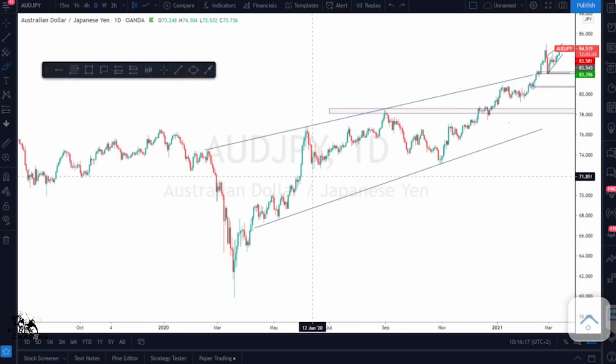So we know that we are creating higher highs here on AUD JPY, especially from a daily perspective, but market structure is correcting to the upside and not impulsing to the upside. Another thing that we can have a look at here, maybe just scroll over to the most recent price action.